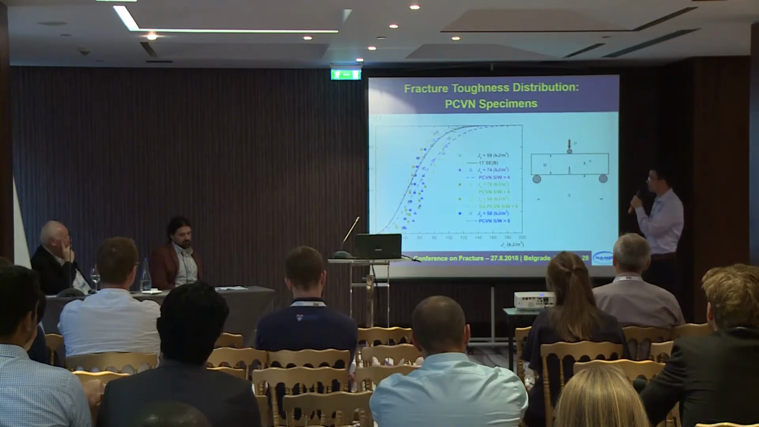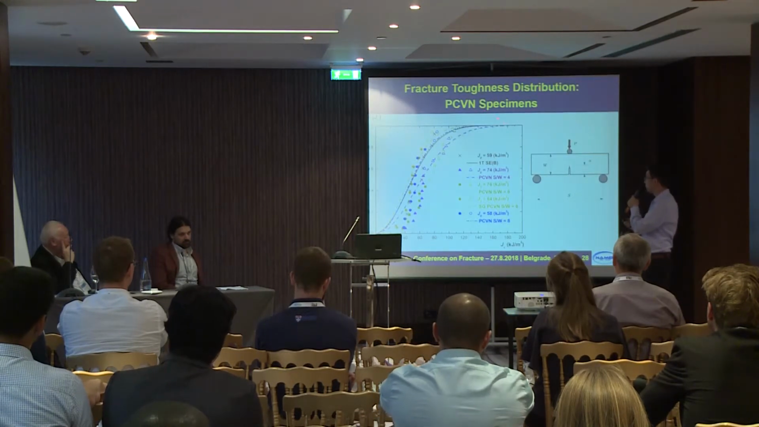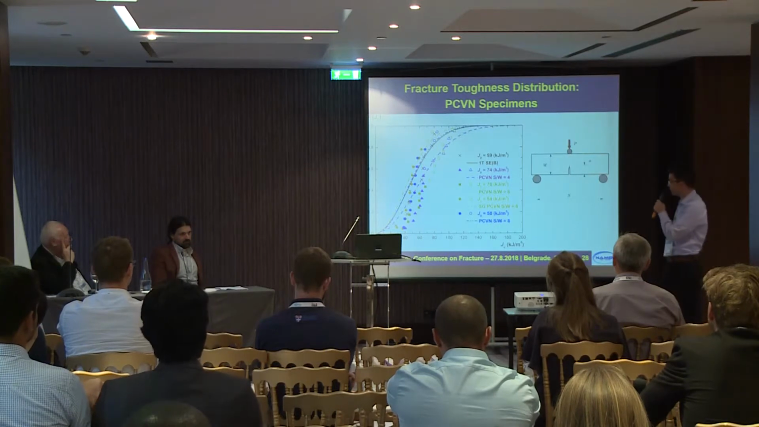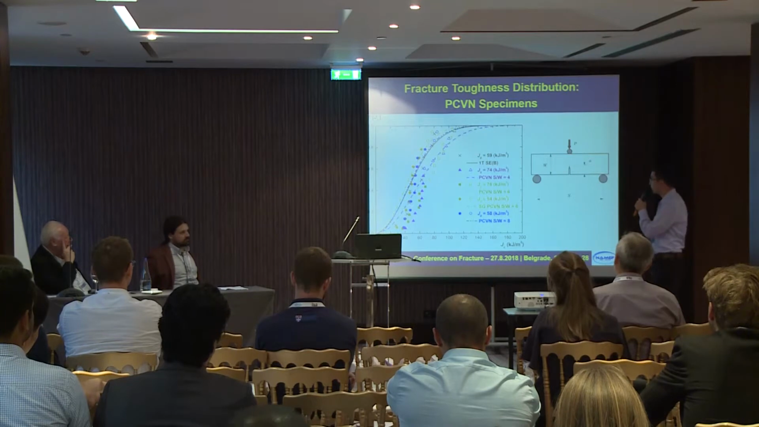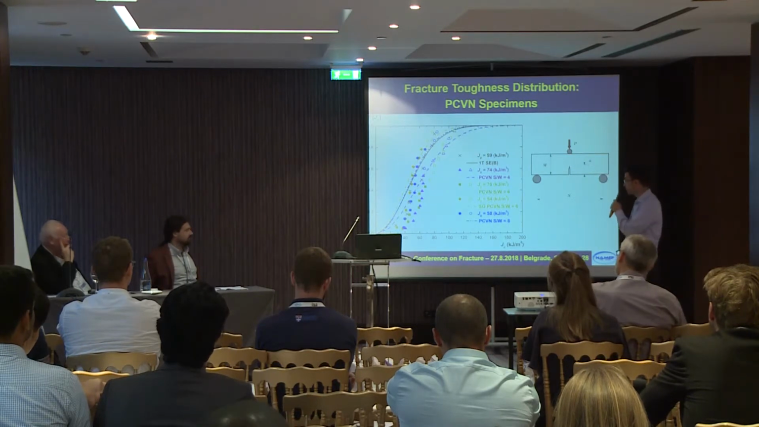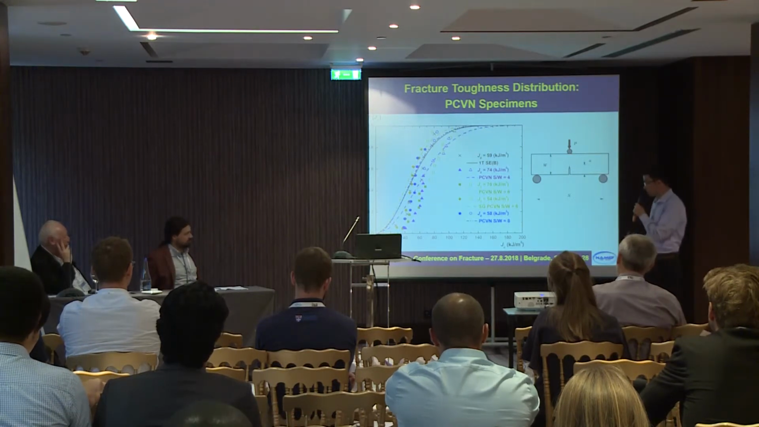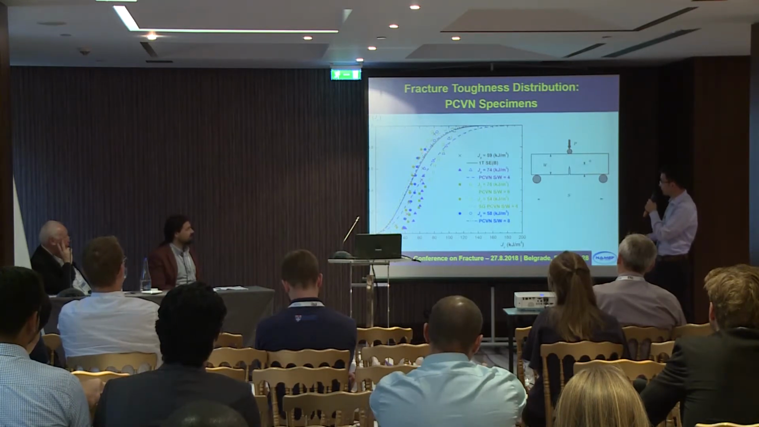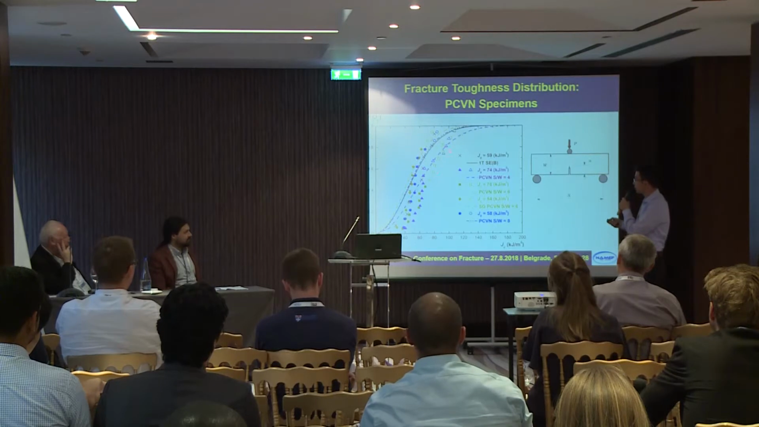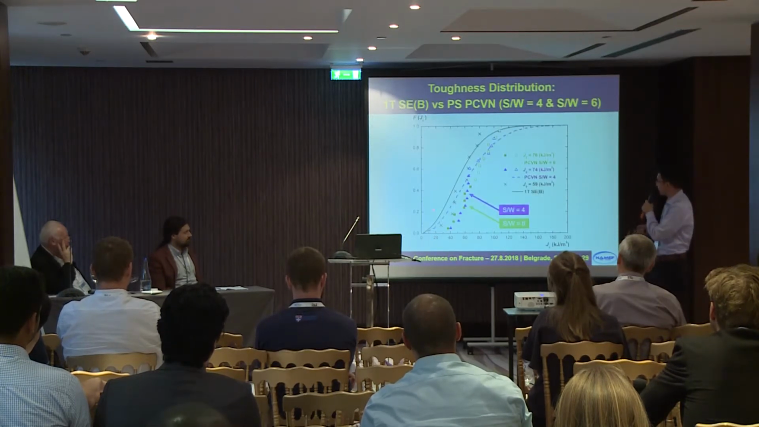And here we have the results of fracture toughness distributions for all PCVN configurations, including the standard 1T SCB configuration, to assess the relative change in fracture toughness. Here, the solid symbols represent the valid data, and the open symbols represent the censored data. Take a look at these curves. The black curve refers to the standard 1T SCB configuration.